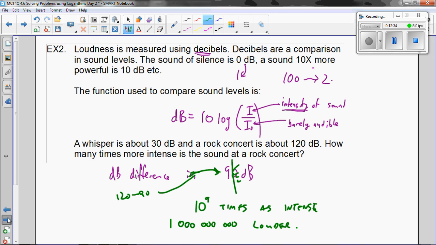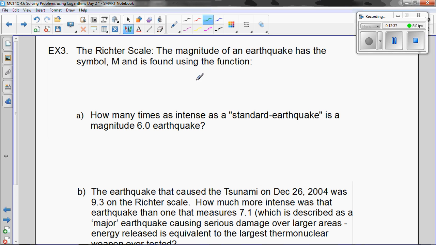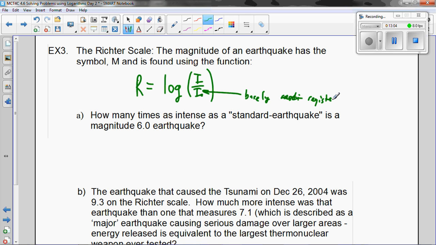Earthquakes is another log scale. The magnitude of an earthquake, with the symbol m, is found using the Richter scale function, which I hope you're familiar with. It compares the intensity back to barely registerable, not barely audible, but barely registers, like shaking on a ground that barely registers. And I is the intensity of the earthquake that we're interested in.